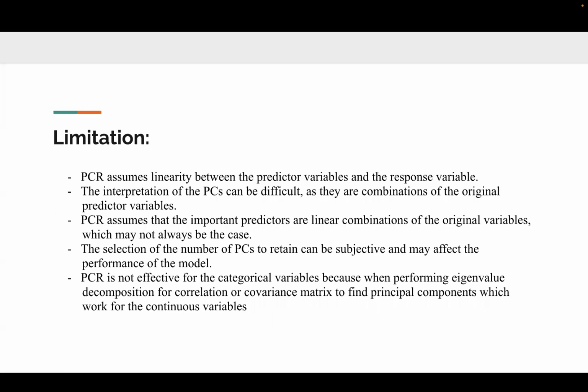There are some limitations of this method. Firstly, PCR assumes linearity between the predictor variables and the response variable. Second, the interpretation of PCs can be very difficult, as they are a combination of original predictor variables. PCR also assumes the important variables are linear combinations of the original variables, which may not always be the case. The selection of the number of PCs to retain can be very subjective and may affect the performance of the model. PCR is not effective for categorical variables, because eigenvalue decomposition of the correlation or covariance matrix to find the principal components only works for continuous variables.